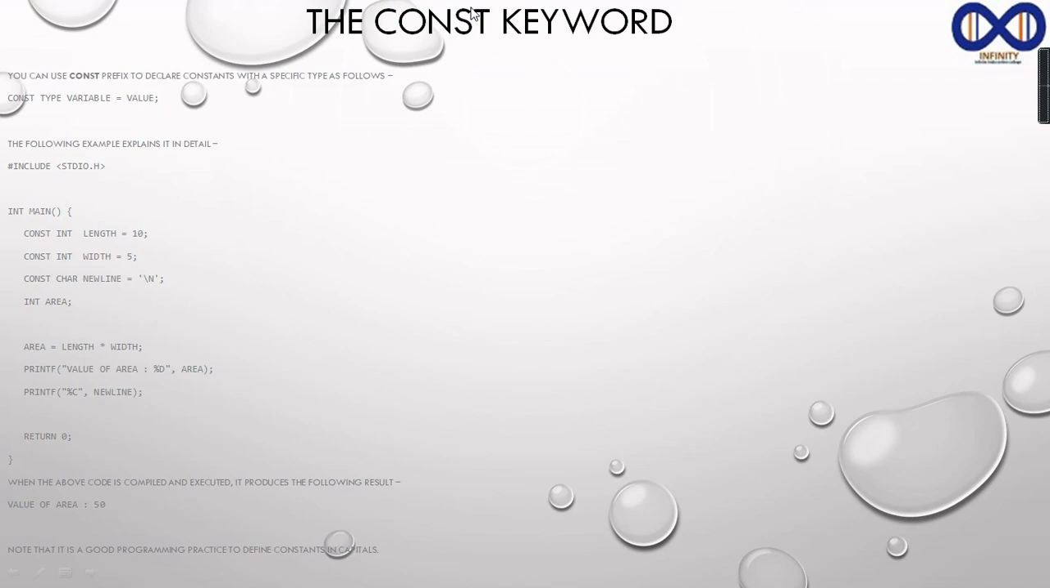The const keyword. You can use the const prefix to declare a constant with a specific type as follows: const type variable = value. The following example explains it in detail. You can copy these programs, type and execute them on any C platform, and match the answer to see whether the result is coming or any error happens. Surely it is going to execute. When the above code is compiled and executed, it produces the following result, so match that.